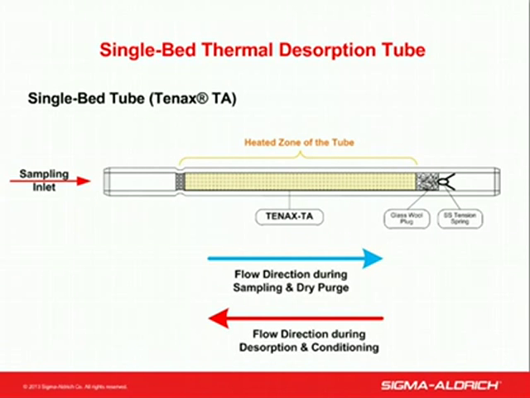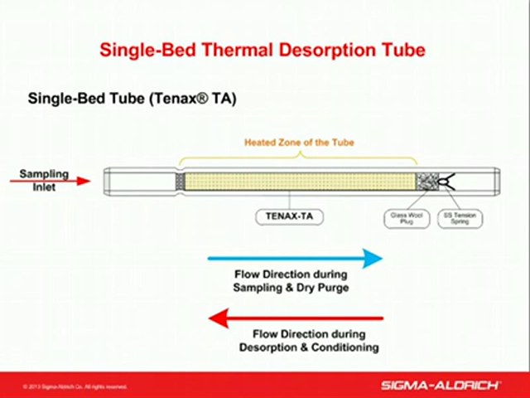The heated zone of the tube is usually around the center of the tube, and the ID of the tubes are typically 4 millimeters. ODs can range from 1/4 inch to 6 millimeters depending on the thermal desorber. Single bed tubes can be used for both active and passive sampling if the tube itself has been designed for passive sampling.